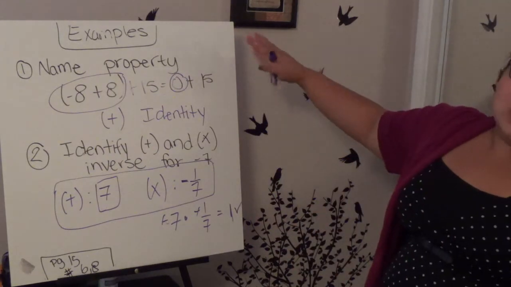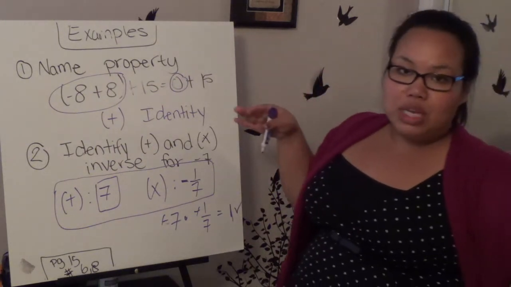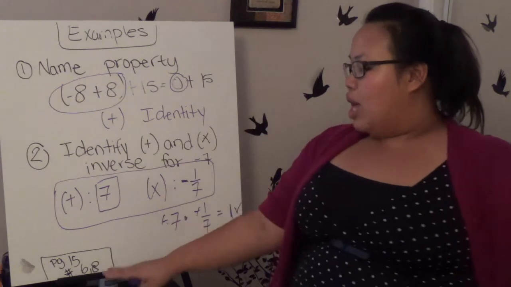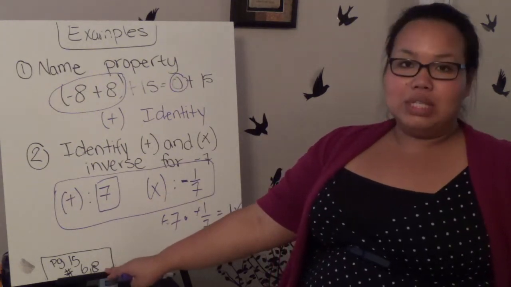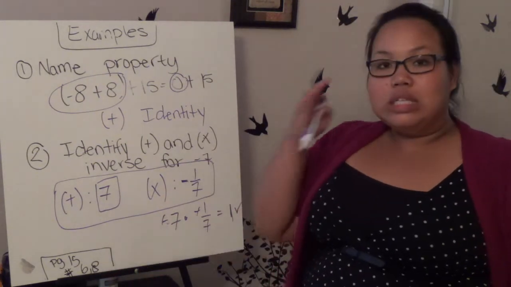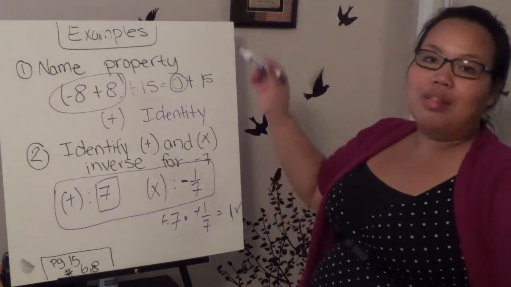Sometimes these ones might be a little bit different. You might have different answers when you get to class, and that's no worries. But go ahead and try page 15, number 6 and 8. So 15, 6, and 8 is the one you're going to do before we do our last problem.